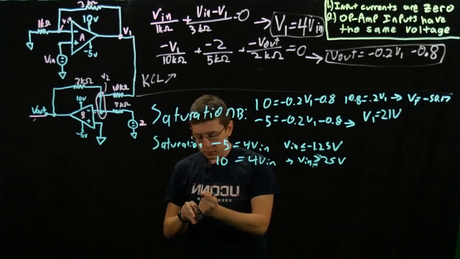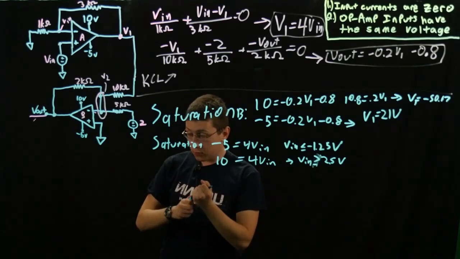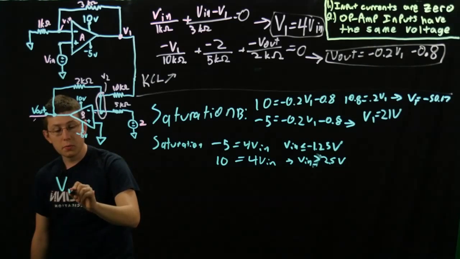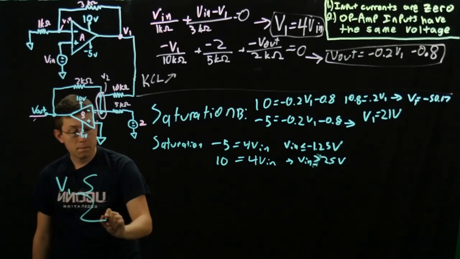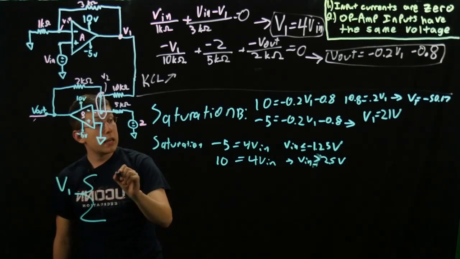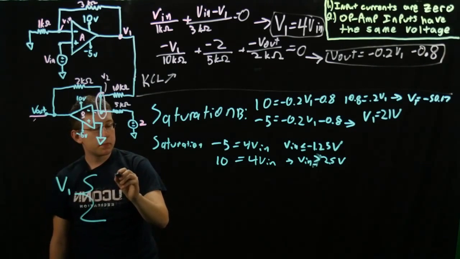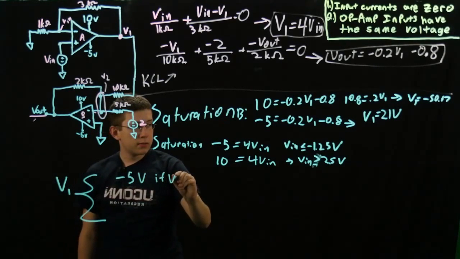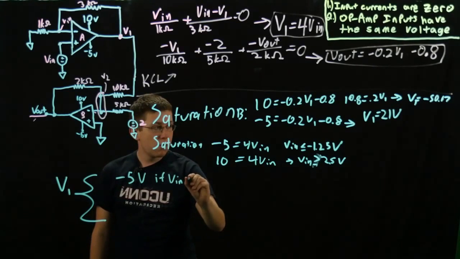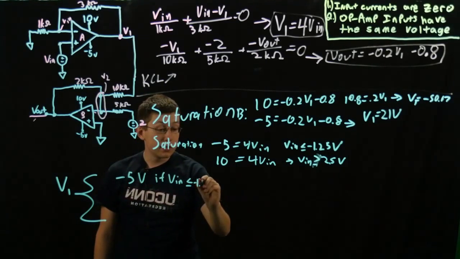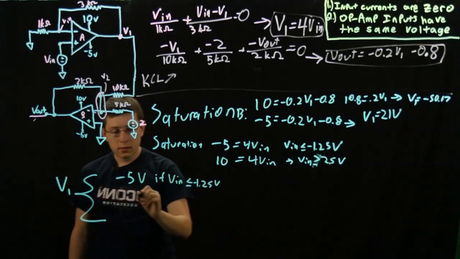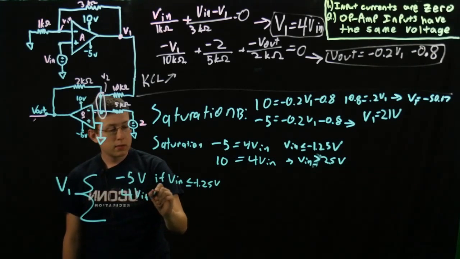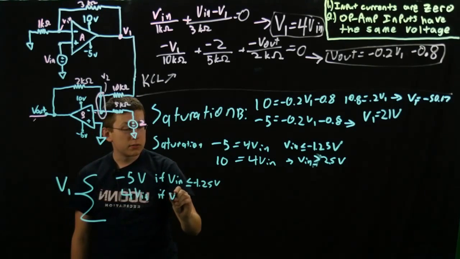So I'm going to write some equations for the voltages we can take. For op-amp 1, for V1, we get it equals negative 5 volts if Vn, I'm just going to be rewriting pretty much what we got here, is less than negative 1.25 volts. It is 4 Vn if Vn is between these values.